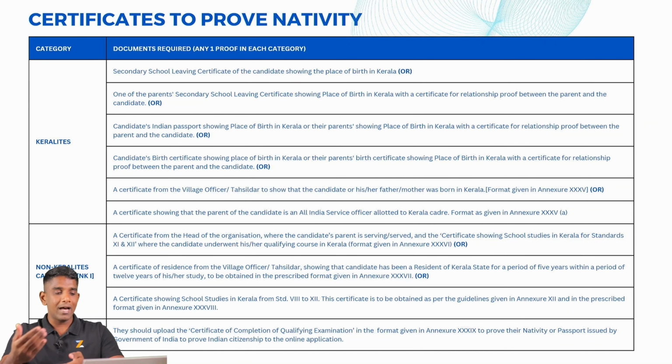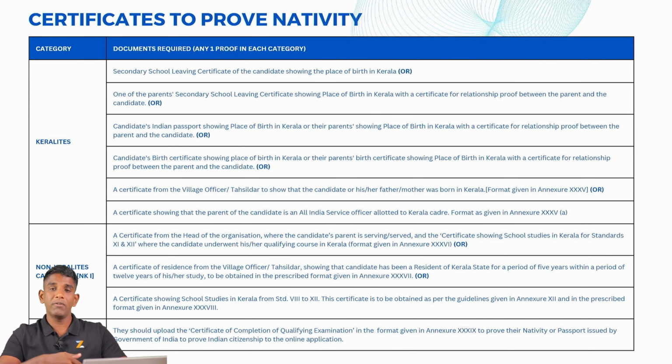The last certificate is a certificate showing that the parent of the candidate is an all India service officer. This is the second type of eligibility that we saw. This is for children of all India service officers. They have to produce a certificate showing that the parent of the candidate is an all India officer allotted to the Kerala cadre.